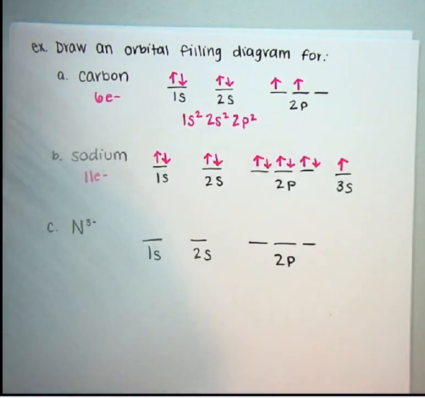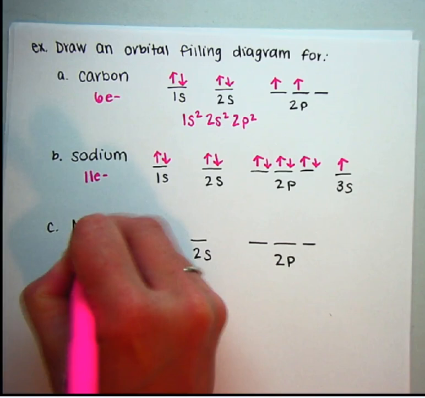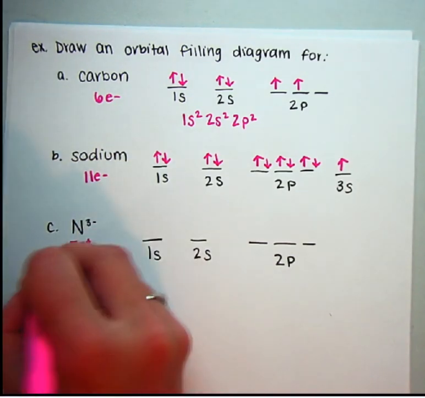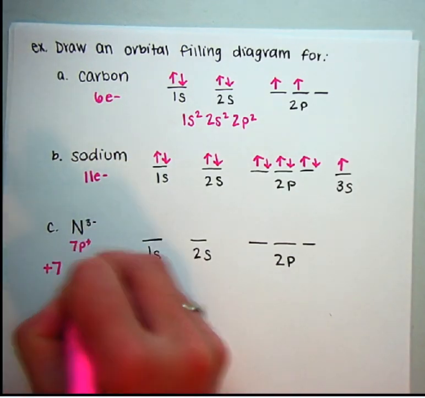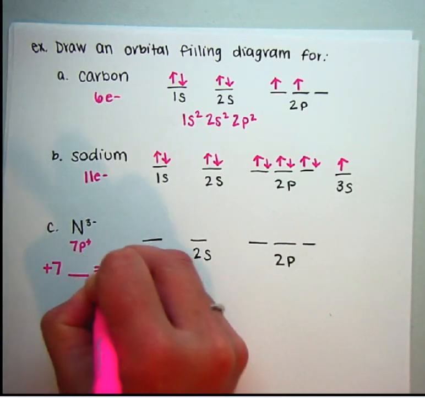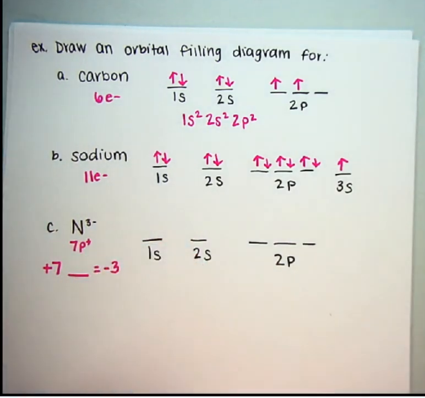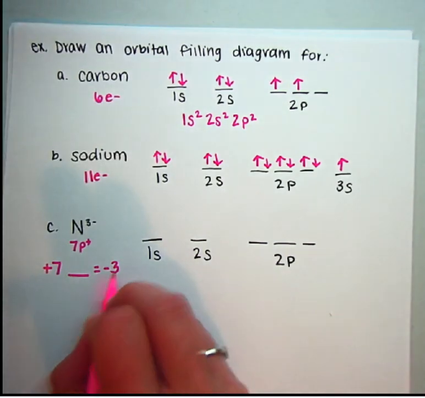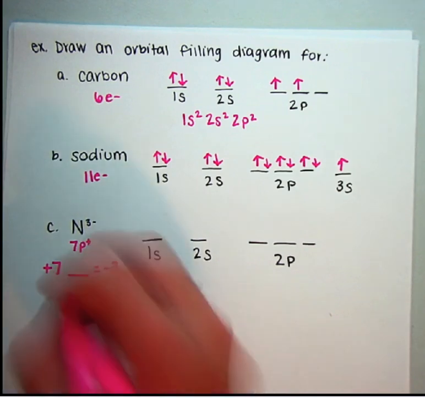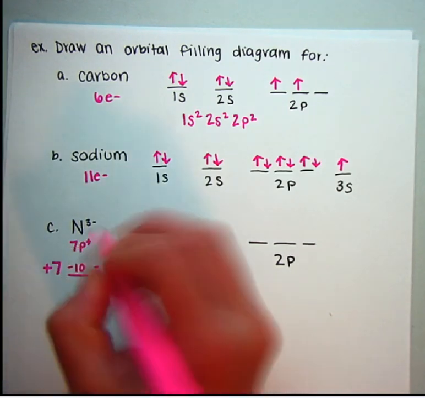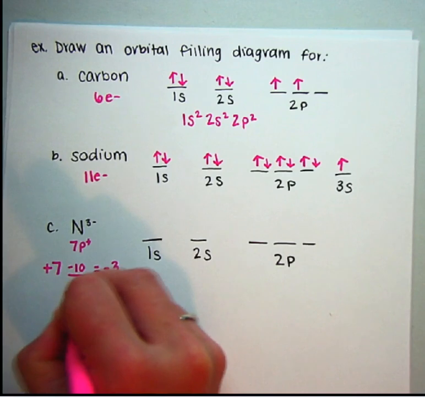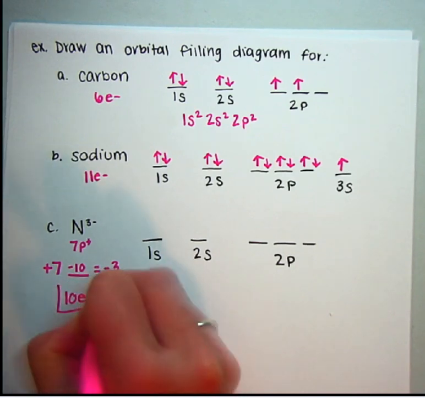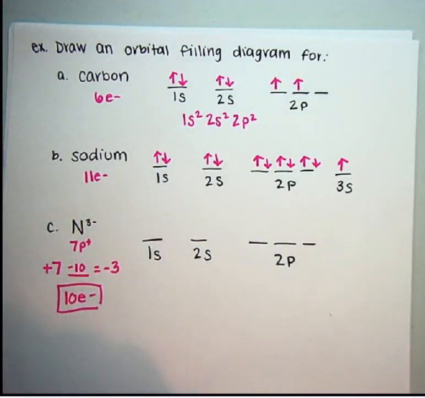Nitrogen, atomic number 7. So nitrogen has 7 protons. That means I have 7 positive charges. Nitrogen has a charge of -3. So how many electrons would I have? Well, if my overall charge is negative and it's a -3, I have to have 3 more electrons than protons. So that means I would have 10 electrons to place. We should remember this from the first unit.